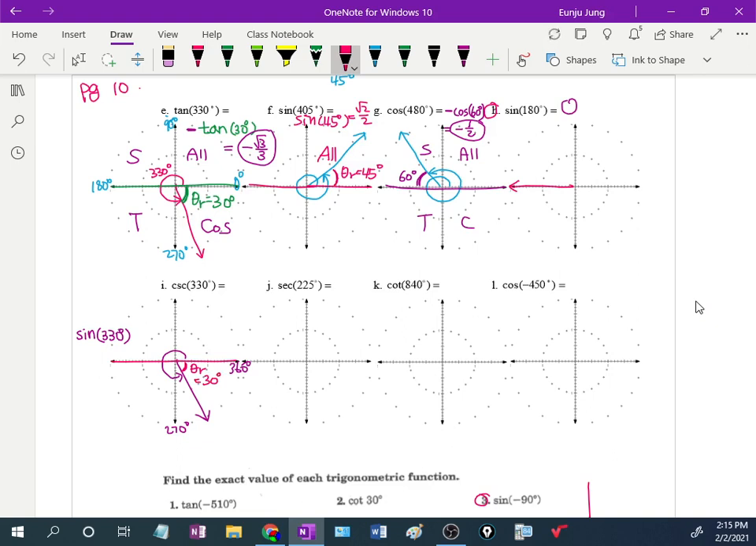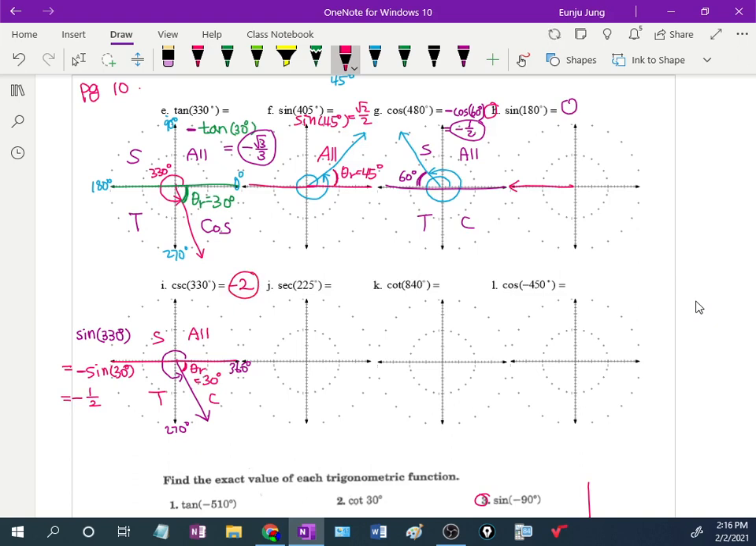Okay, so sine 330 degrees is the same as sine 30 degrees. Now let's check the plus minus sign. All students take calculus. Cosine is positive, so sine will be negative. So what is negative sine 30 degrees? Negative 1/2. That's not my final answer. My final answer will be the reciprocal of this number. What is the reciprocal of negative 1/2? Negative 2. Signs are the same, okay? Signs are the same, just flip the number. So the answer will be negative 2.